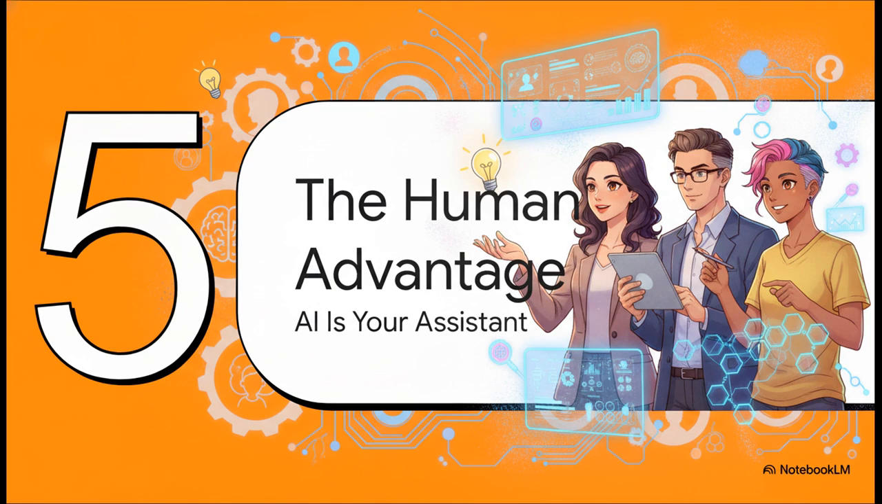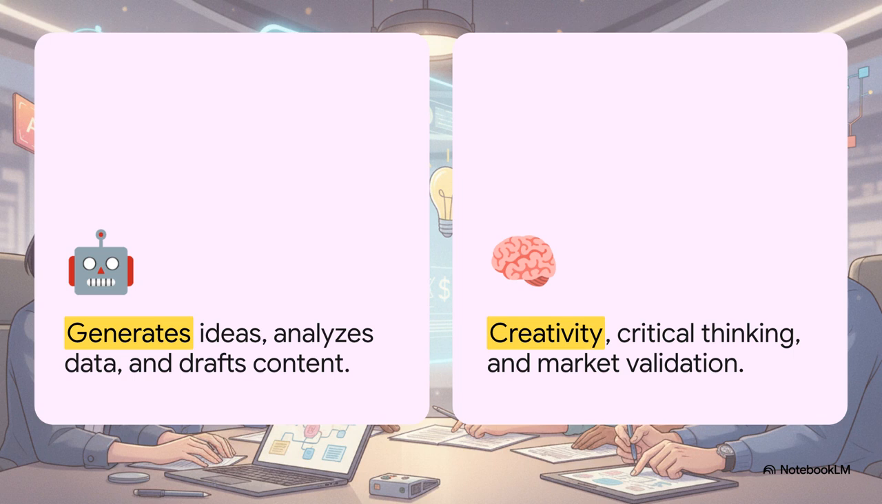So the crucial point is this. In Section 5, your human advantage. The absolute most important takeaway here is the contrast between the tool and the builder. The AI assistant generates ideas, it analyzes data, and drafts content. But you, the human founder, you provide the creativity, the critical thinking, the actual real-world market validation, and the ethical decision-making. You must use AI responsibly. Protect your confidential data. Please don't type your proprietary secrets into public AI models. And above all, avoid blindly copying AI-generated content. Because at the end of the day, your unique human perspective is what investors are actually funding.